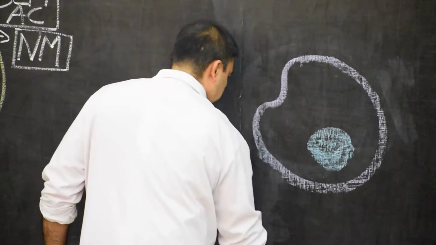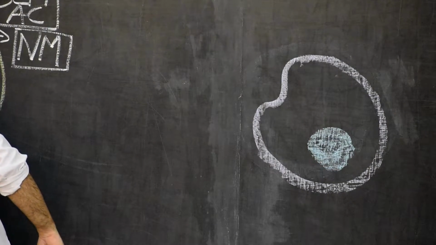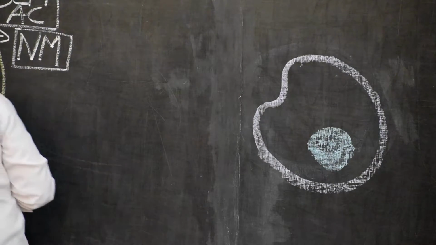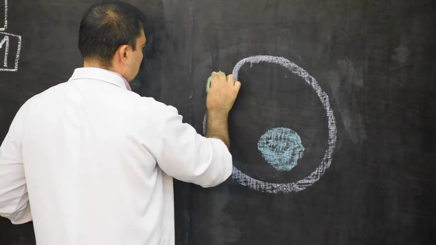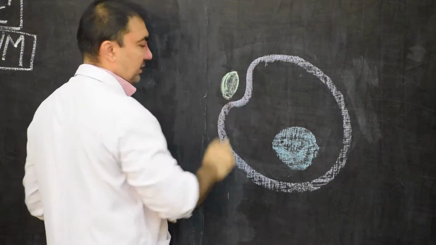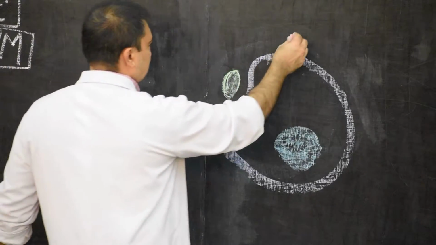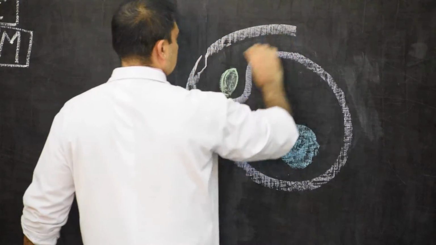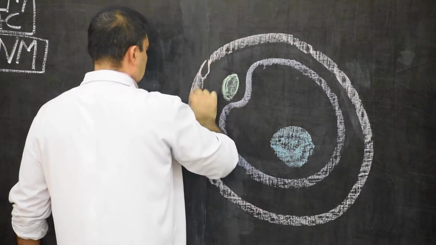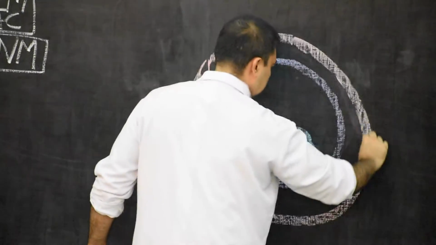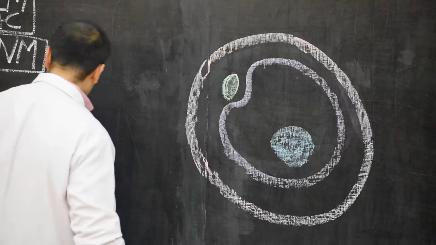Outside, in the perivitelline space, we are going to show the polar body. So this will be the first polar body, in the perivitelline space. And surrounding that, we are going to draw the zona pellucida. Please draw this zona pellucida. The space between is the perivitelline space, which we need to keep.